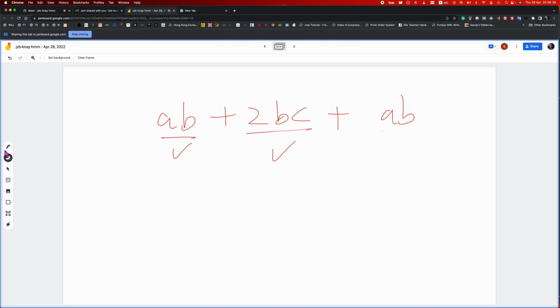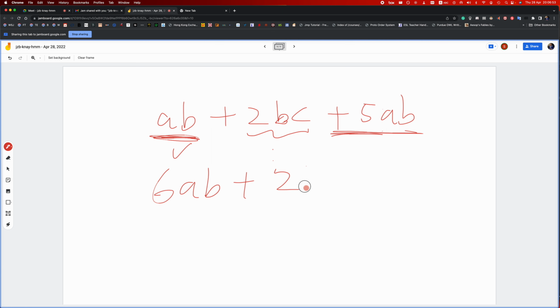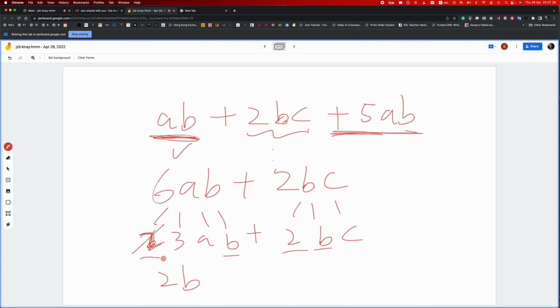So if I change to 5AB, you know what is my next step? Can you see that something is similar? This one and this one are similar. BC is not similar, so I use a different line to underline. So 5AB, 6AB, 2BC. Now you do the split. So it's 3AB plus 2BC. What is common? 2B is common, right? So you take out 2B, and you end up with 3A plus C. Are you clear?